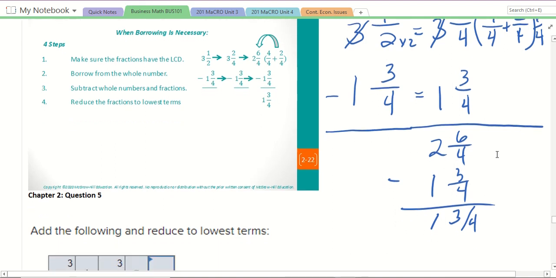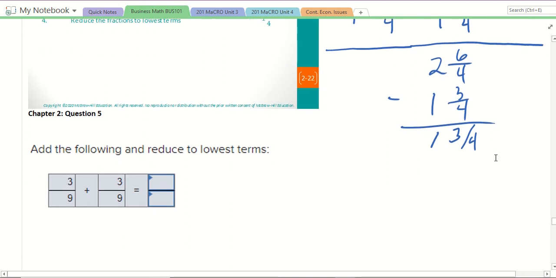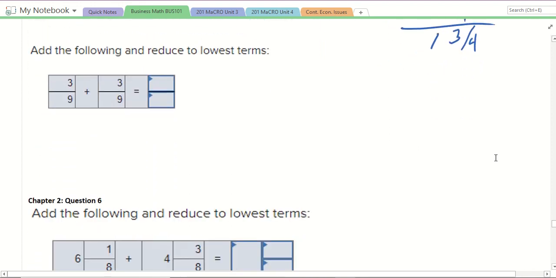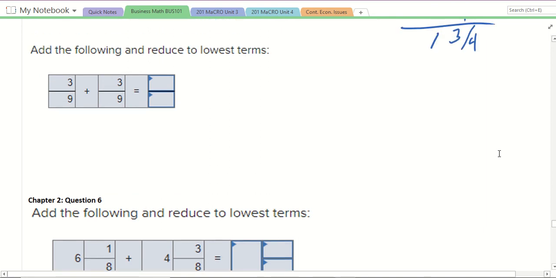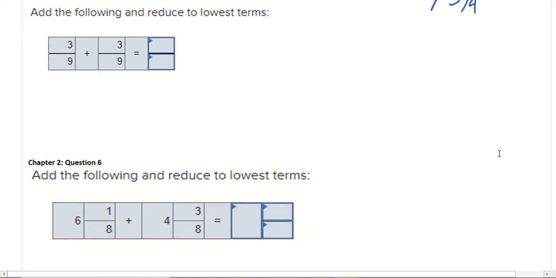Okay. All right. Let's do a few questions. I'm going to put these up here, and I'm going to have you add the following and reduce to the lowest terms. Open this up so you can see that. Okay. Those are your 2 questions. I'll have you pause the video right now, and then I'm going to work them out.